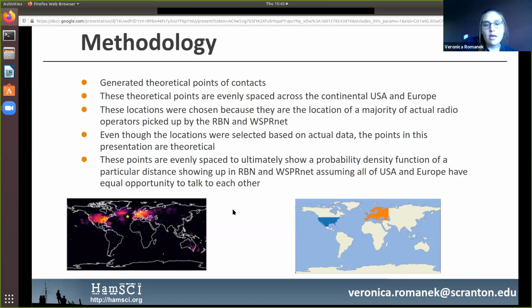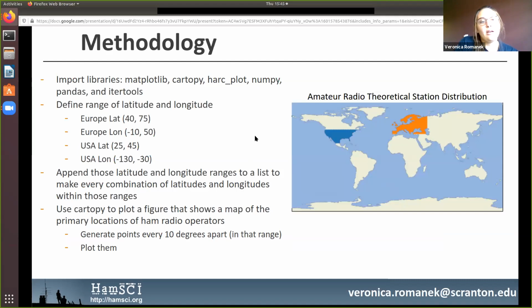And just again, these points are evenly spaced to show the probability density function of a particular distance showing up in the RBN and WSPRnet, assuming all of the United States and Europe have equal opportunity to talk to each other. So more specifically, I used Python to write a code, and the basis of my code was I imported libraries: matplotlib, cartopy, harkplot, numpy, pandas, and itertools.